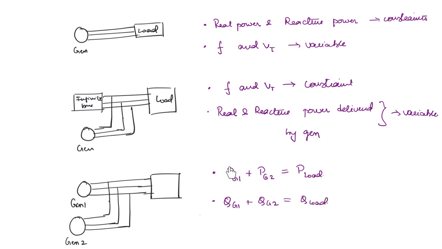So what is Pg1? It is the real power delivered by generator 1. Pg2 is the real power delivered by generator 2. Similarly, Qg1 and Qg2. And P load and Q load are the powers that are demanded by the load. This is the load. So how will this operation look like?